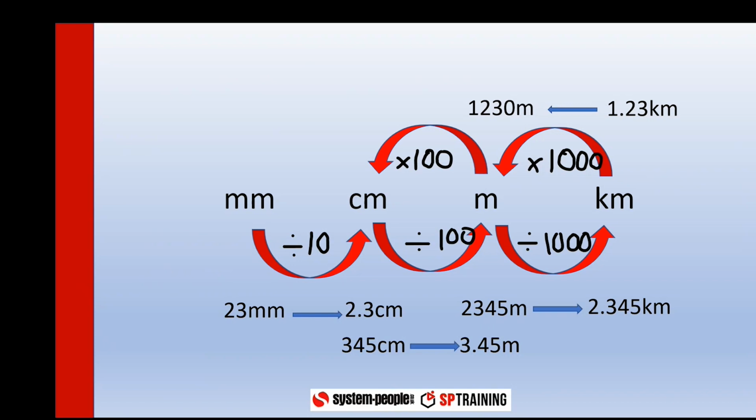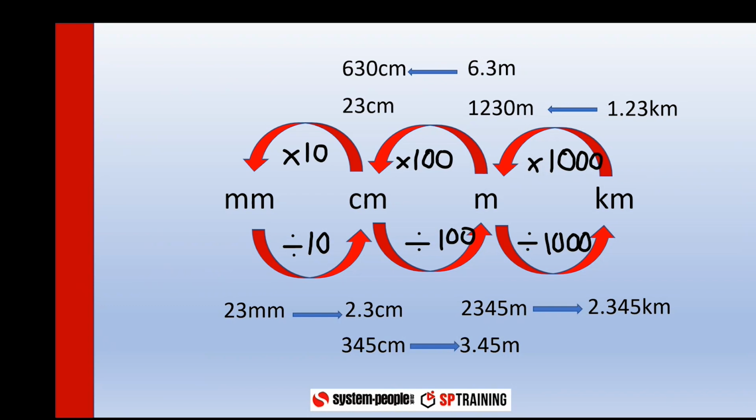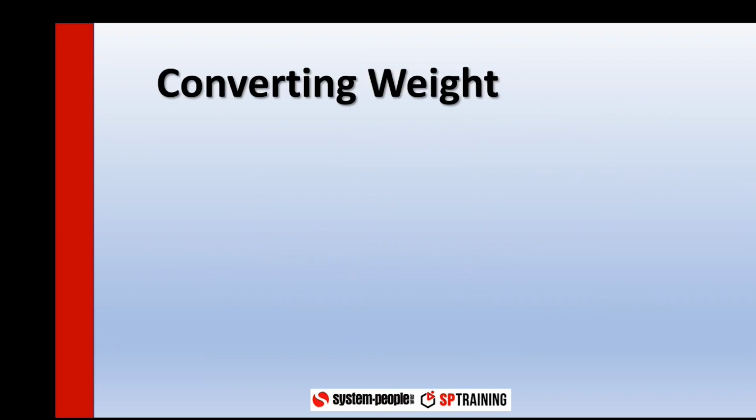Meters to centimeters, we're going to multiply by 100. So if we've got 6.3 meters, we multiply that by 100, we get 630 centimeters. And then centimeters to millimeters, 23 centimeters will be 230 millimeters. So that's our length. What about our weight?